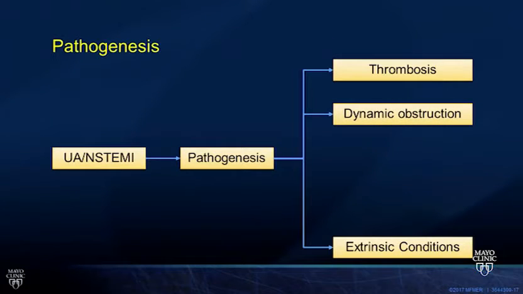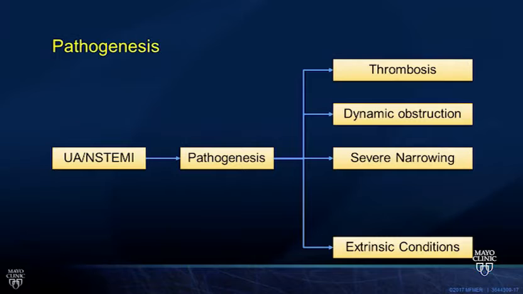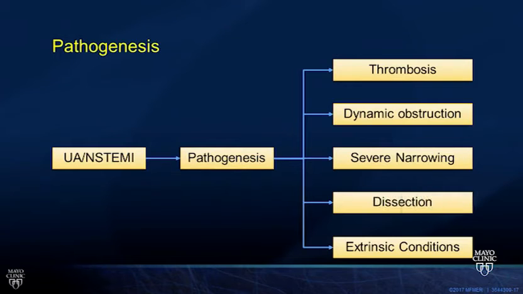So we can have dynamic obstruction. That can be coronary vasospasm, possibly cocaine-induced vasospasm. We can have severe narrowing, so someone with fixed obstructive coronary artery disease that maybe has one of those inciting triggers that leads to myonecrosis, and then spontaneous coronary artery dissection.